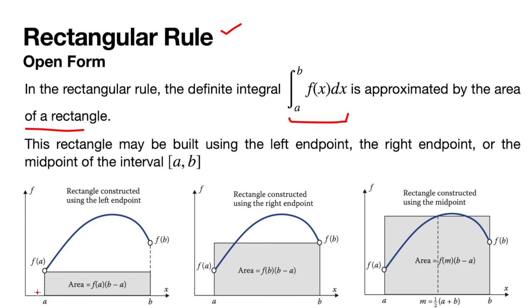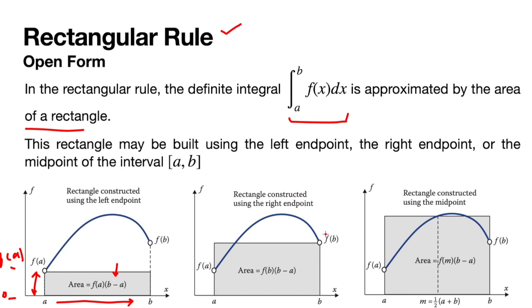Basically, how we find the area of the rectangle is, the length is b minus a, and the height is f of a, because this value is f of a. So the area using the left end point is f of a into b minus a.